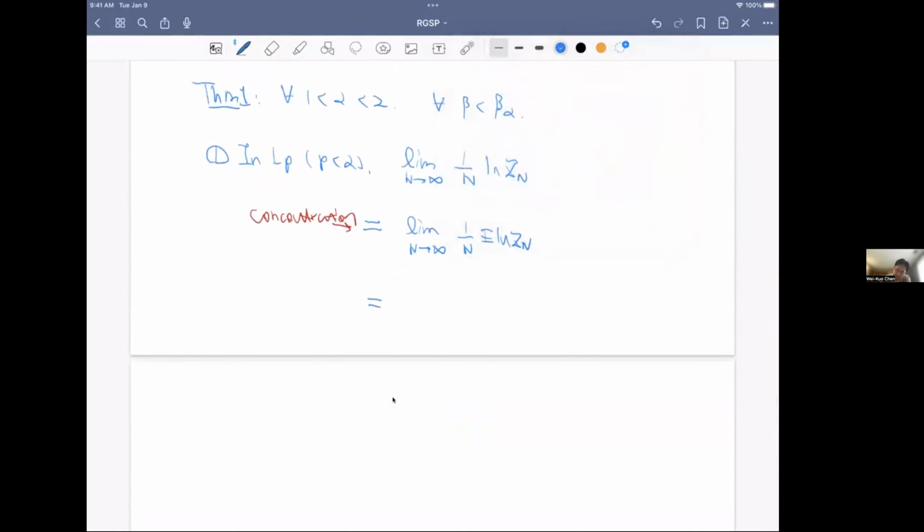And in addition, you can right now further switch the log with the expectation, right? So this is the limit of 1 over n log expectation Z_n. So this essentially means that the annealed free energy is the same as the quenched free energy, right? So you can switch the expectation with a log. This is essentially due to the second moment method.